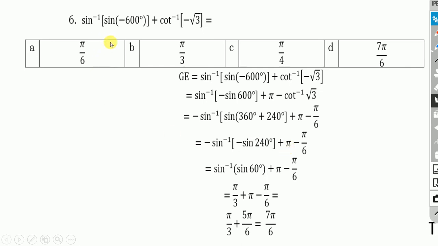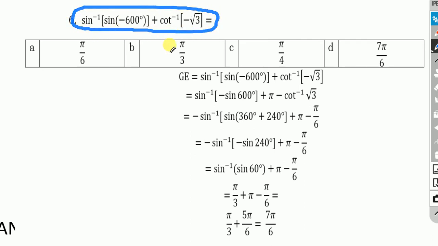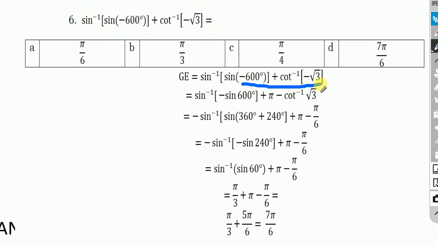Sin inverse of minus 600 plus cot inverse of minus root 3 is equal to? So let us consider the given expression. As usual we have 4 options: pi by 6, pi by 3, pi by 4 and 7 pi by 6. So we cannot go by inspection. Here let us take this question: sin inverse of minus 600 plus cot inverse of minus root 3.